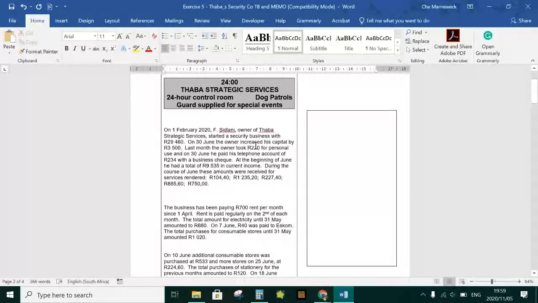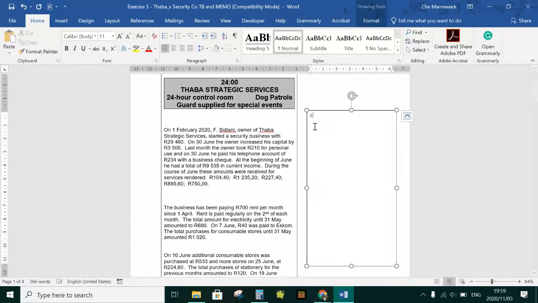Now, instead of just giving us the account names, we actually need to read and work that out. So the owner has started a security business with 29,460. What do we call money we use to start a business? Hopefully you know that's capital, 29,460. And they say on the 30th of June, the owner increased his capital by 3,500. Okay, so he put more money in.